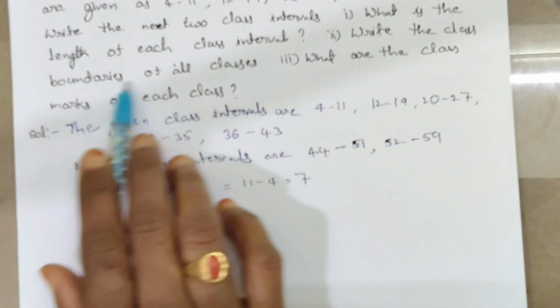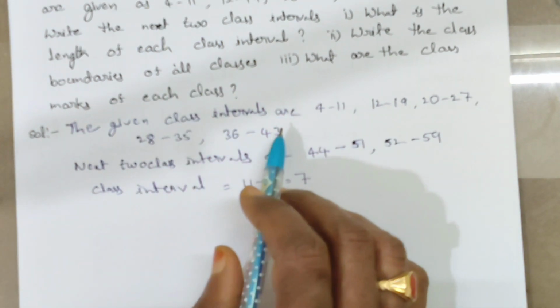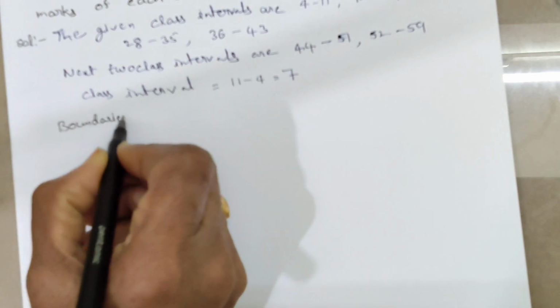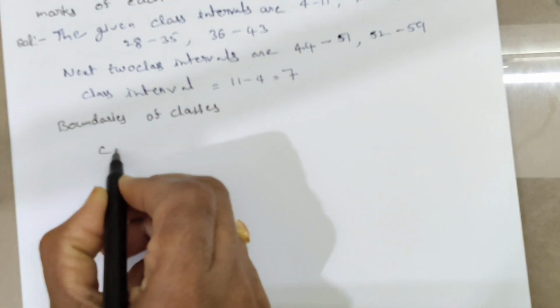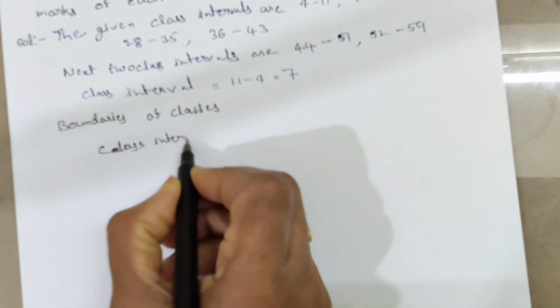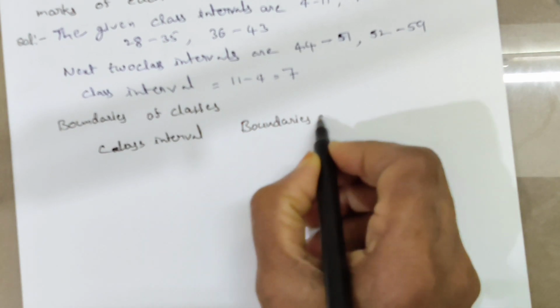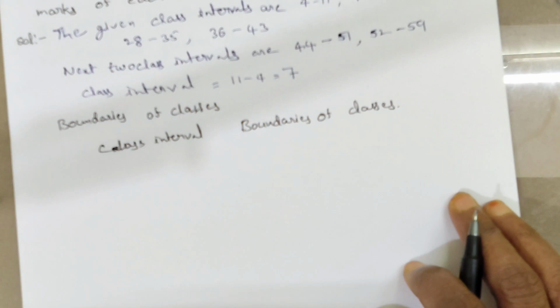Next, write the class boundaries of the classes. Now we write the boundaries. Boundaries of classes. The first column is the class interval. Next, the boundary of the class. So we draw the table.